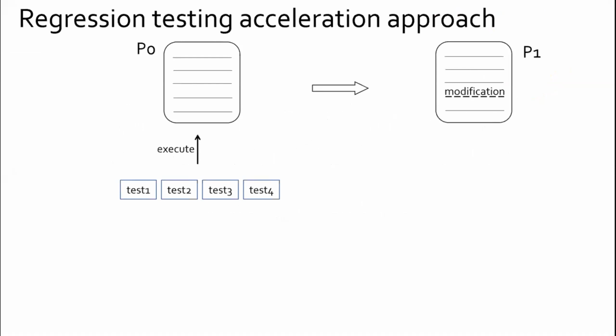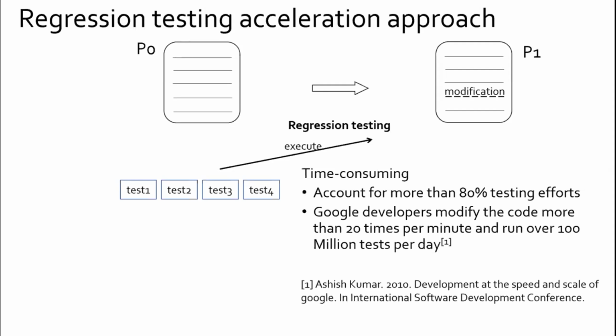In the evolution of a program, developers often modify the old program P0 and get a new program P1. The modification may contain bugs, so developers need to rerun tests on the modified software to guarantee the quality. This is called regression testing. However, regression testing is time-consuming. It accounts for more than 80% of testing efforts, and the frequency of modification and regression testing is very high. Rerunning all the tests each time a modification happens is infeasible.